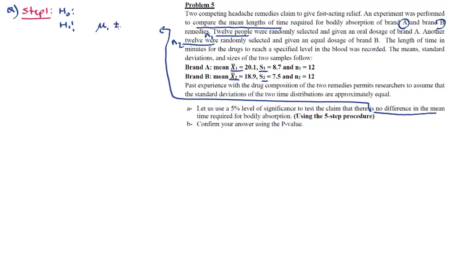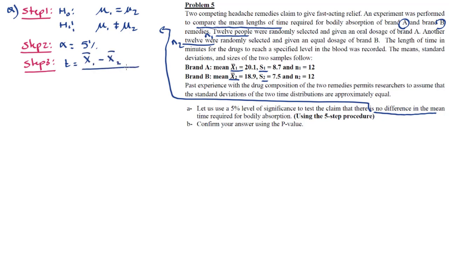Question A. Step 1: we state our hypothesis. The claim always goes in H1. We are claiming that the averages are different, so H1 would be stated as follows: mu1 different than mu2, and the complete opposite in H0, so mu1 is equal to mu2. Step 2, alpha is equal to 5%.